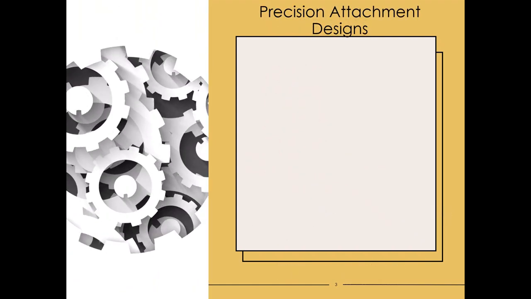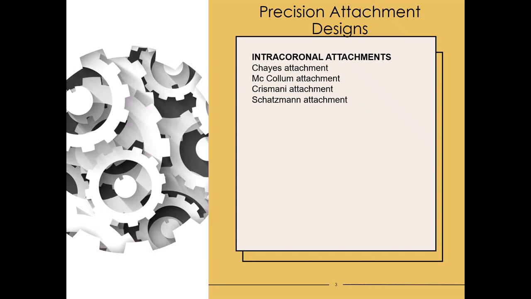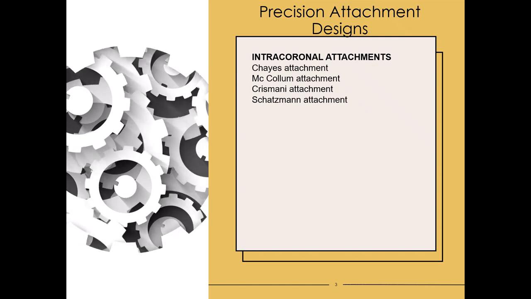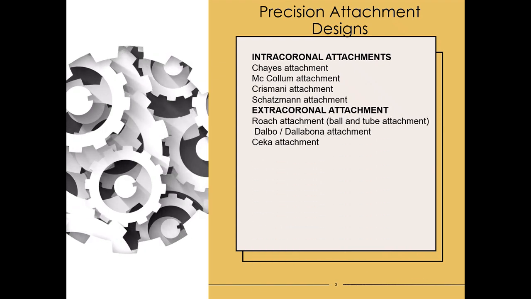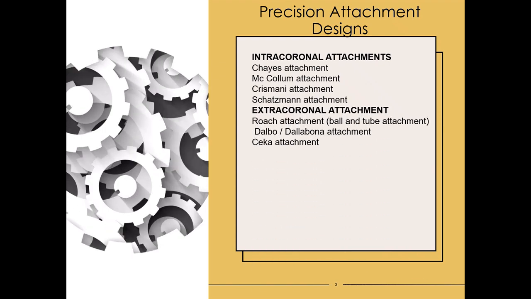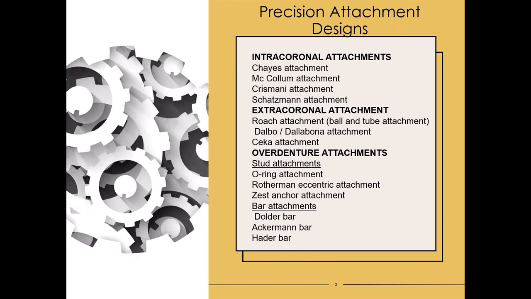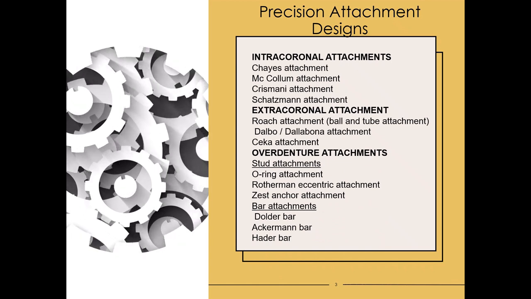Attachments that we are going to discuss today are the intracoronal attachments, which are mainly the Chayes attachment, McCollum, Chrisman, and Shapesman. The extracoronal ones are the Roach attachment, Dalbo, and Zest. The overdenture attachments are classified into stud attachments and bar attachments.